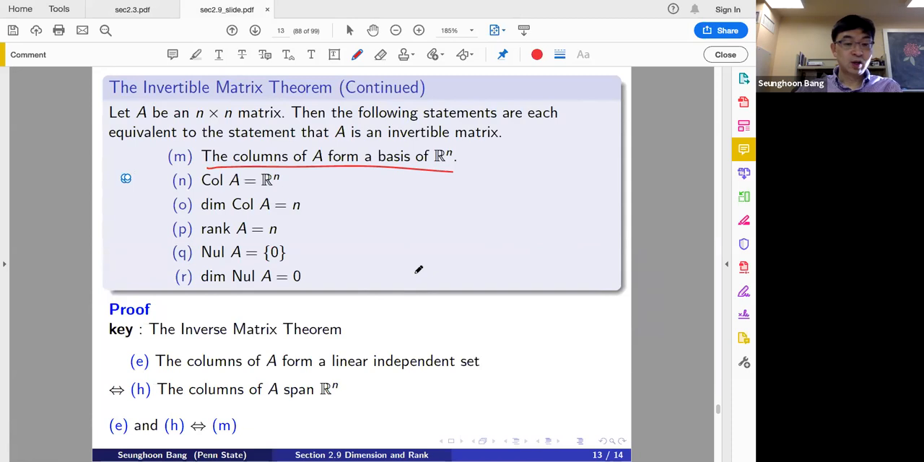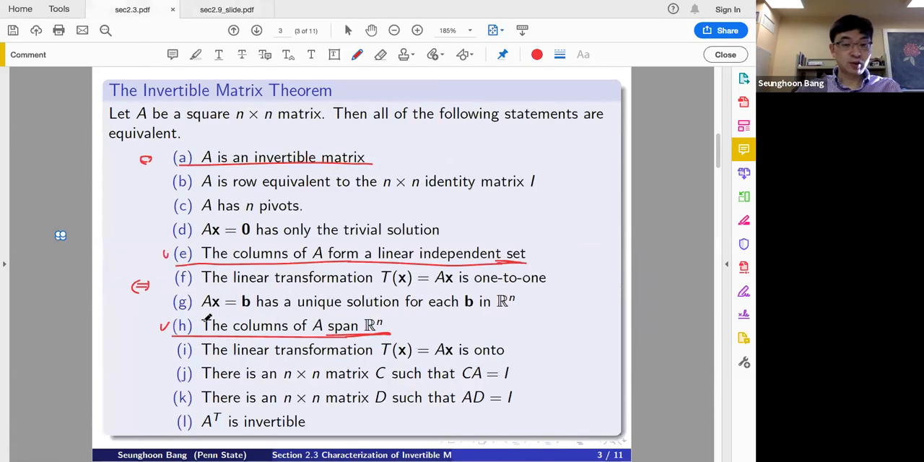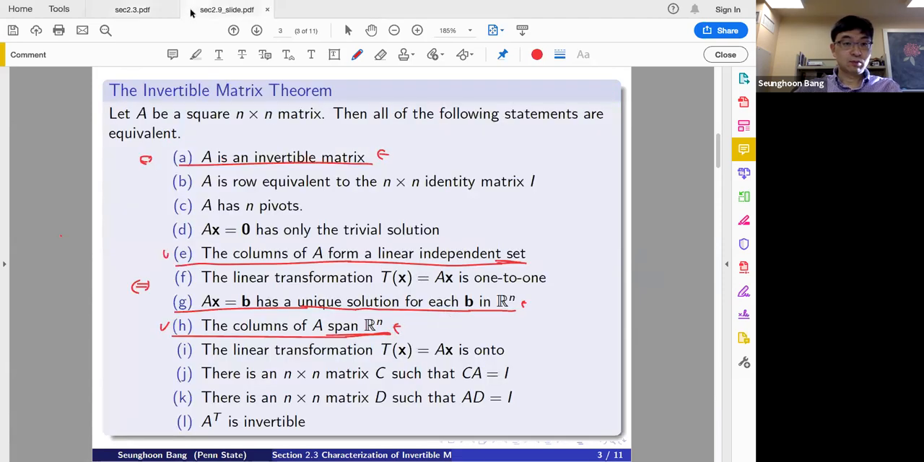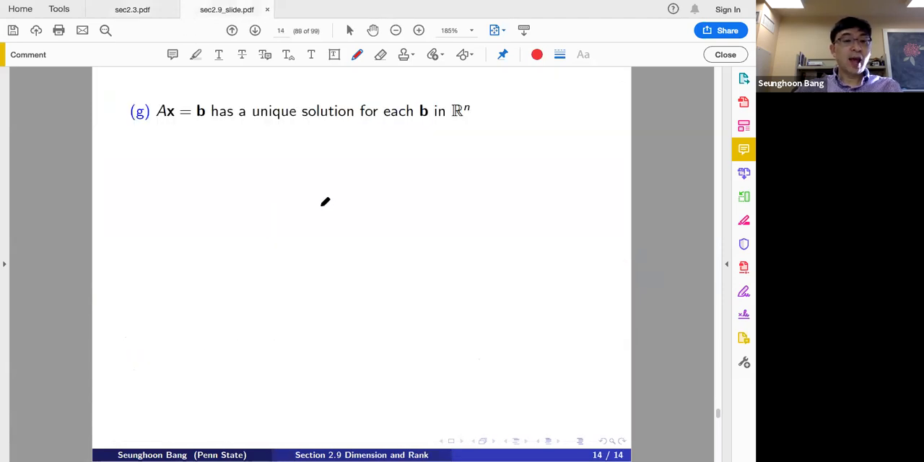This is equivalent to it. Next, you can use another one, like G. What is G? G is: AX equals B has a unique solution for each B in Rn. This is exactly equivalent to A being an invertible matrix. We can use G. So here, G: AX equals B has a unique solution for each B in Rn.